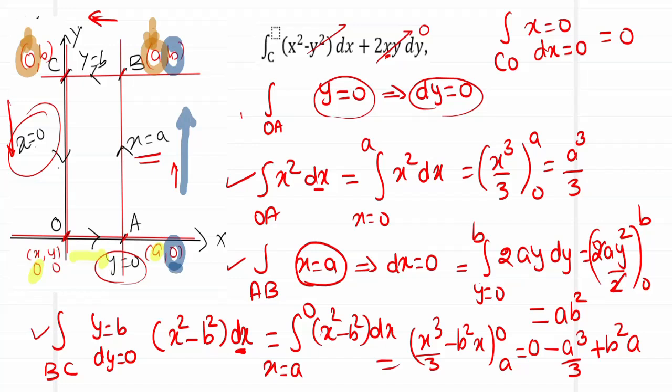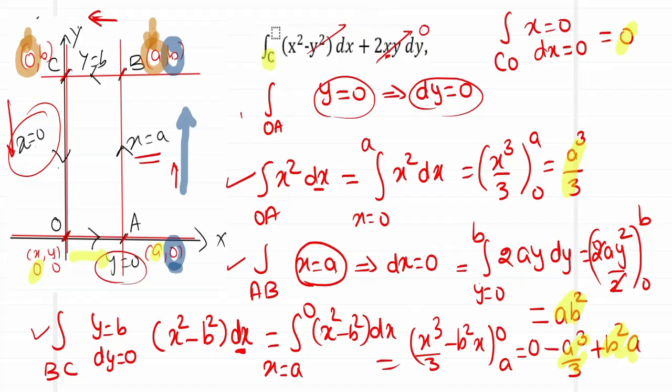So now try to accumulate all the values which have been occurring for the integration over the C. So integration over the C, the first term is a cube by 3. Along AB, the value is going to be ab square. Along BC, it is going to be minus a cube by 3 and plus ab square, and the fourth value is going to be equal to 0. Now what is my C? C is the addition of all the four.